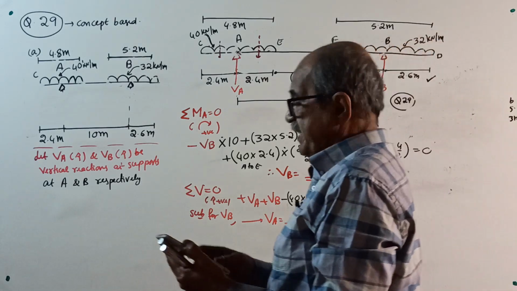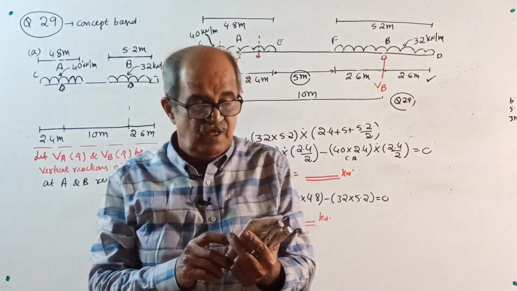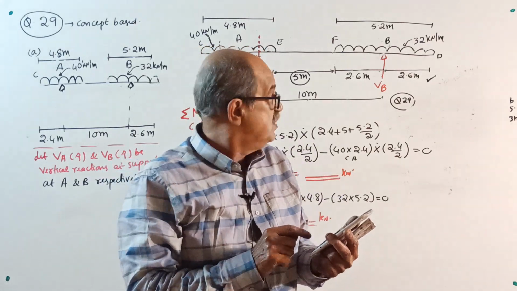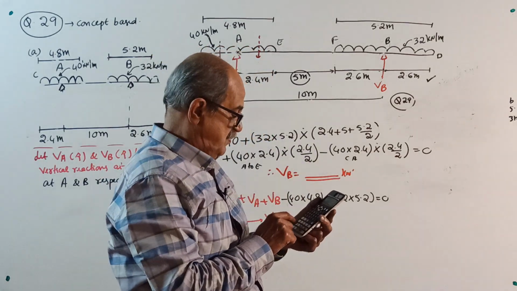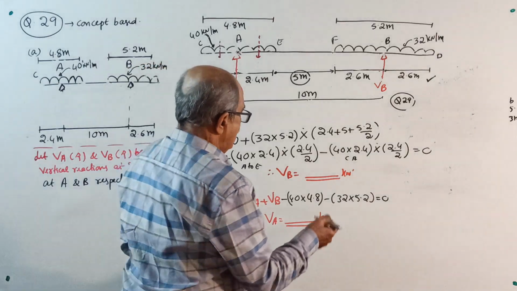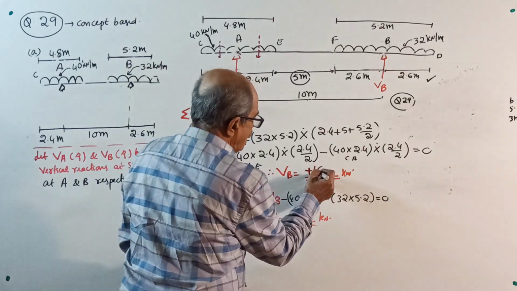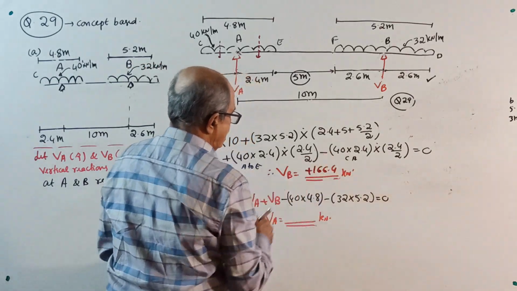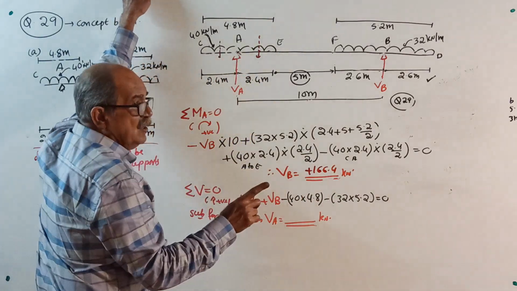But I am not calculating, see, 32 into 5.2. That is 166.4 kilonewton. VB will come plus 166.4 kilonewton. Sigma V equals 0, make a note.